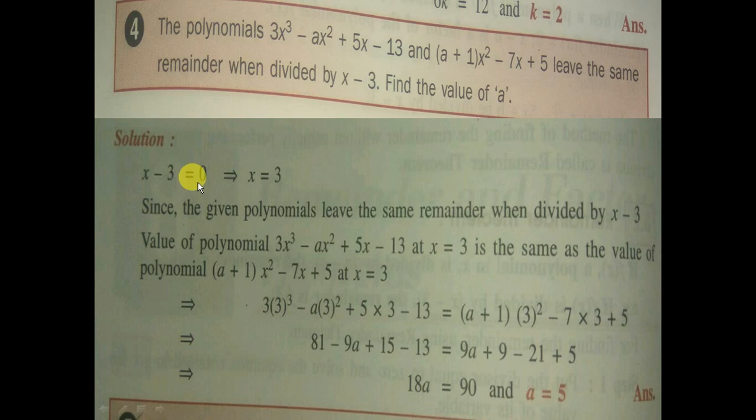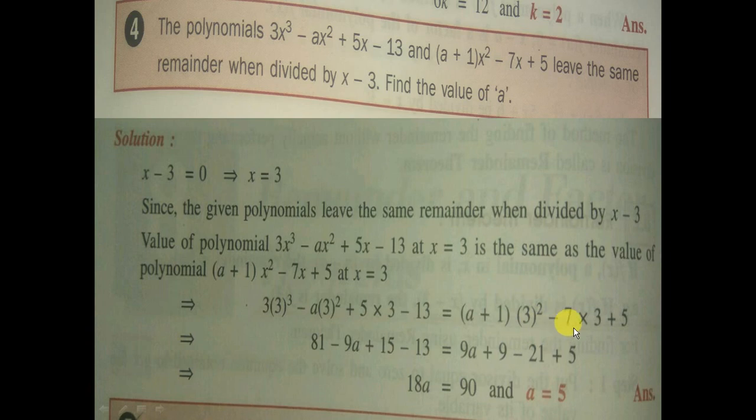Divide by x minus 3, we get the same remainder. Whatever remainder is here, the same remainder over here, which means right sides are same for both of them. As a result, we can equate the left sides of both of them. Just substituting x is equal to 3. So 3x cube minus ax square plus 5x minus 13 at x is equal to 3. So just substitute 3: 3 into 3 cube minus a into 3 square plus 5 into 3 minus 13 is equal to the other polynomial, a plus 1 x square.